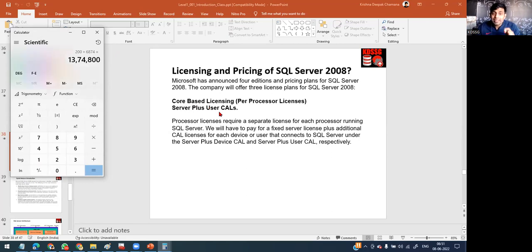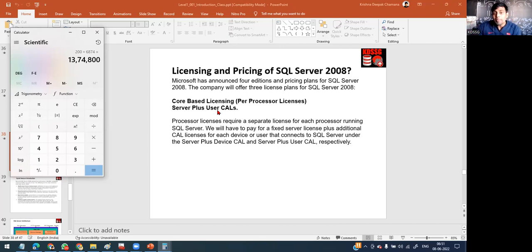What is it, sir? Server plus CAL. Rather than purchasing a license per core, per processor, I will pay a license for the entire server. One license only. For the server, you will pay a license. Or laptop or server. One license per server.